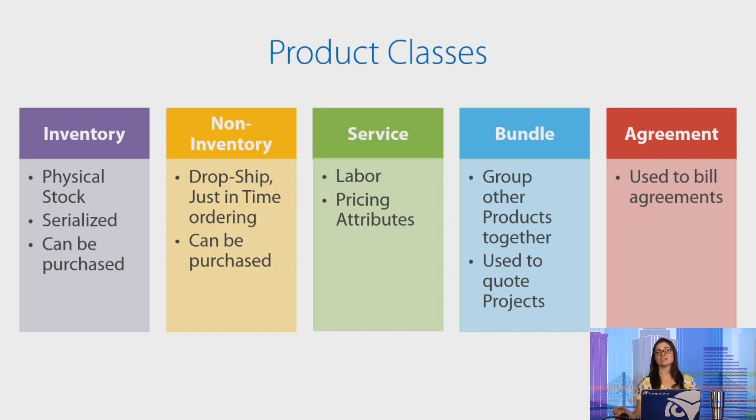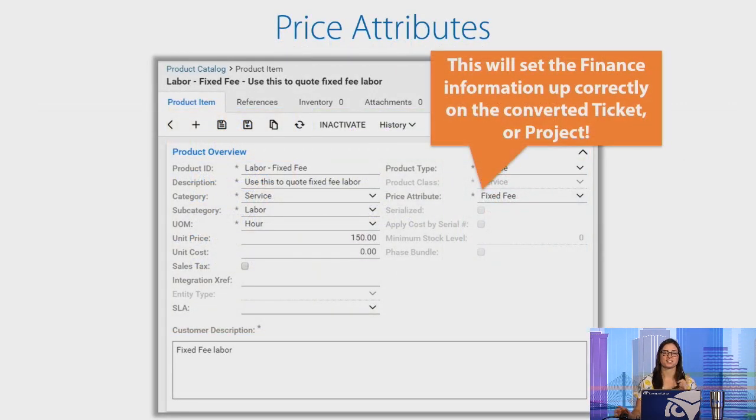And then lastly, agreements. Agreement class products are used to bill agreements. They end up as additions on an agreement record when they have been transitioned to that. And additions are essentially products that bill along with the billing cycle of an agreement. So monthly, yearly, etc. Now, price attributes are only important for those service class products. It tells Manage, okay, so you're telling me this is labor, how should I bill it? Is it a fixed fee of $400 no matter how much time's entered? Am I going to just bill time and materials but give them an estimate of $300, etc.?